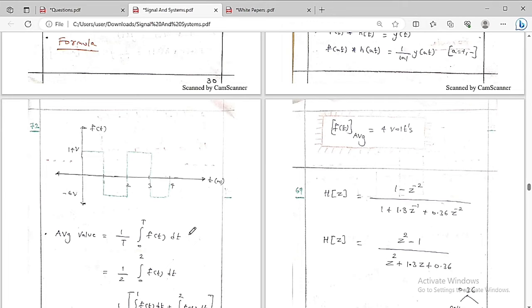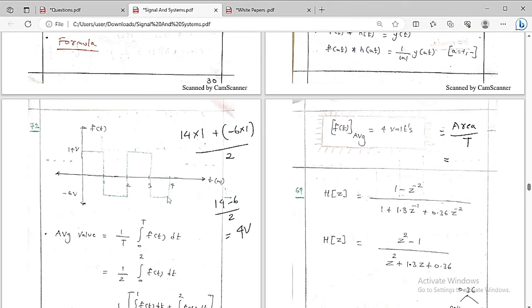Instead of doing all these things, we can solve this question in a fraction of a second. What is the average value? Average value is nothing but area by total time. What is the area in the first half cycle? This area is nothing but 14 into 1. And in the remaining half cycle, the area is minus 6 into 1. By total time, which is 2. So 14 minus 6 by 2, that's it. 8 by 2 is nothing but 4.